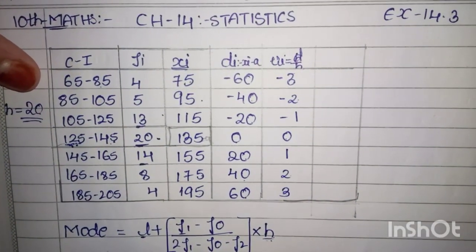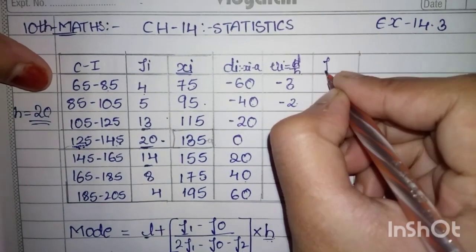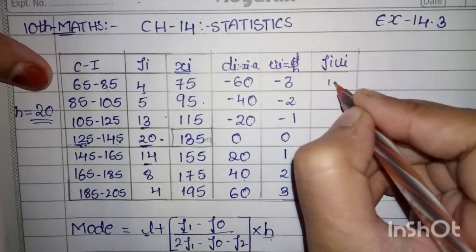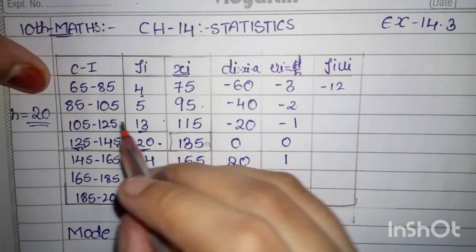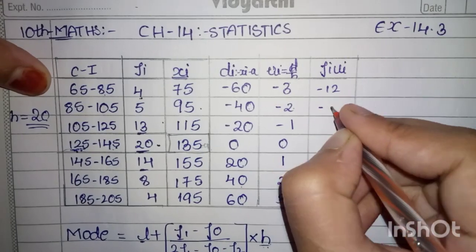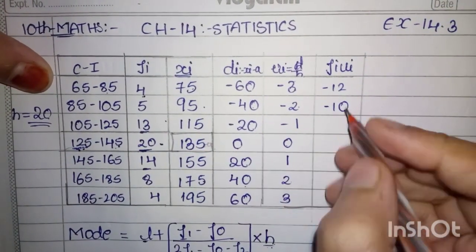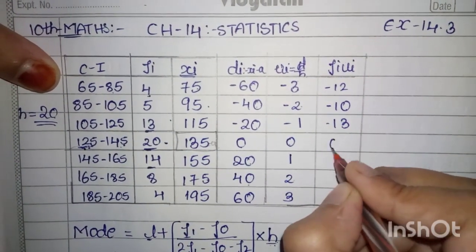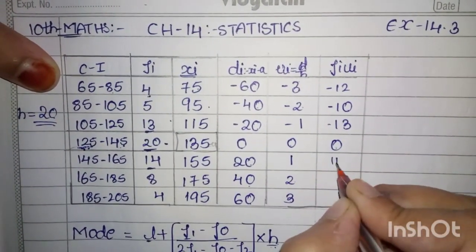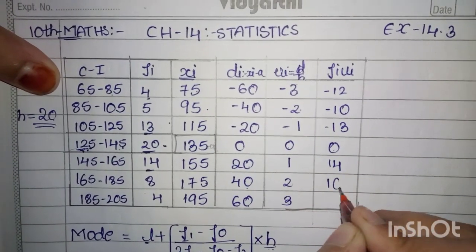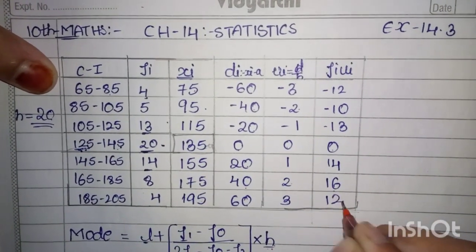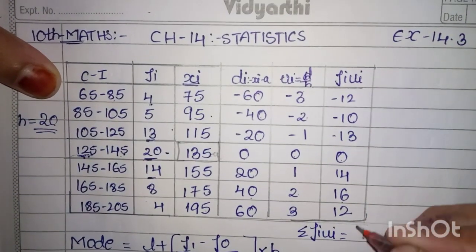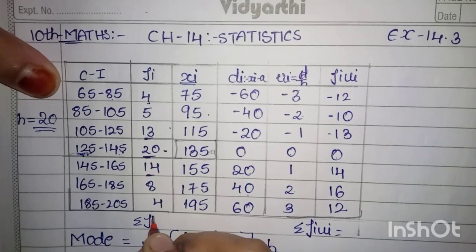Now let us multiply. We will write here fi ui. Now 4 into minus 3 is minus 12. Next, 5 into minus 2 is minus 10. 13 into minus 1 is minus 13. 0 into 20 is 0. 1 into 14 is 14. 8 twos are 16. 4 threes are 12. Now it is sigma fi ui, that is, we have to add all these values. Also we have to find the value of sigma fi.